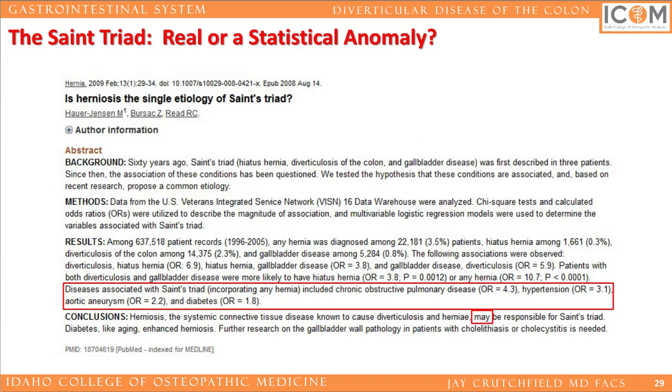Diverticulosis may be a collagen vascular disease after all, as suggested by its association with hernias. Here, in Saint's triad, it's associated with hiatal hernias, but perhaps other hernias will have a relationship too.